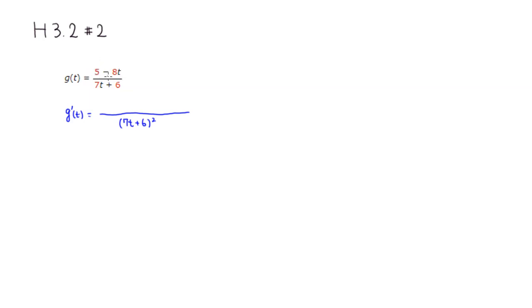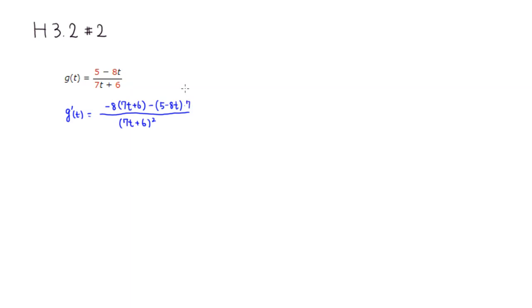The derivative of 5 is 0. The derivative of negative 8t would be negative 8. And then multiply by the bottom, which would be 7t plus 6, minus the top, which is 5 minus 8t. Then multiply by the derivative of the bottom. The derivative of 7t is 7, and the derivative of 6 is 0. So you have multiplied by 7.